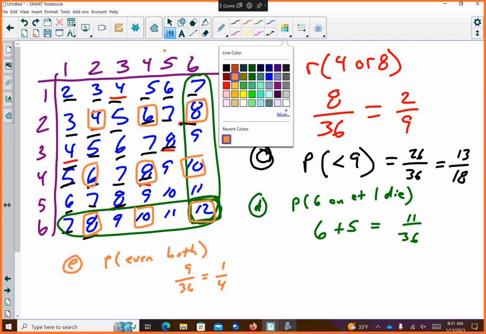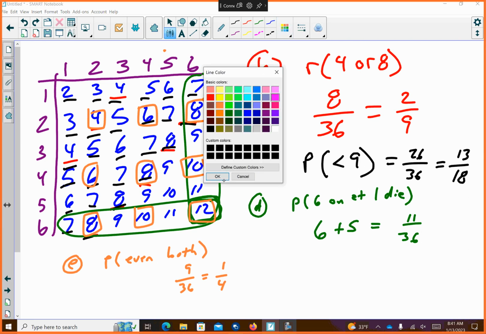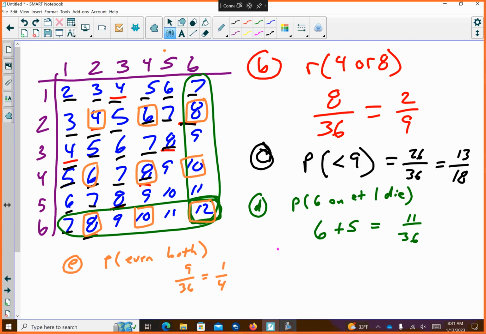And then let's choose one more color. Let's go pink. I like pink. And F.